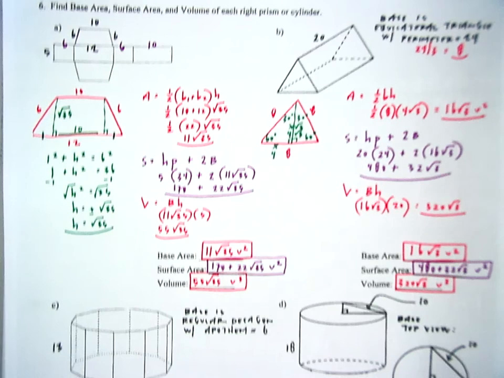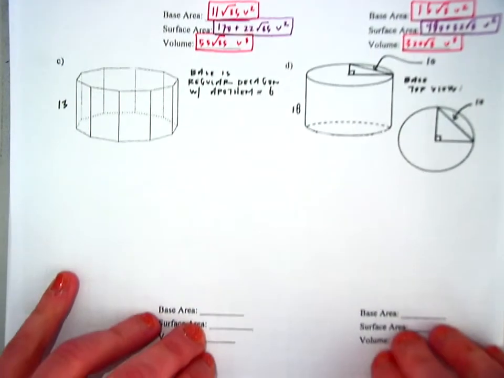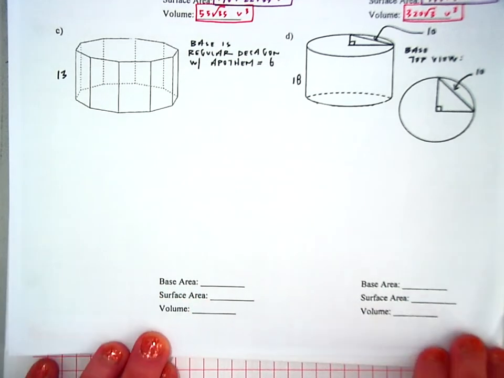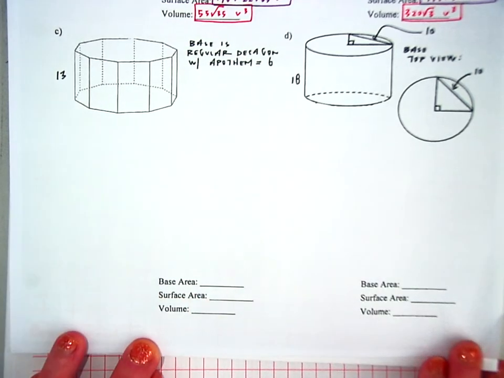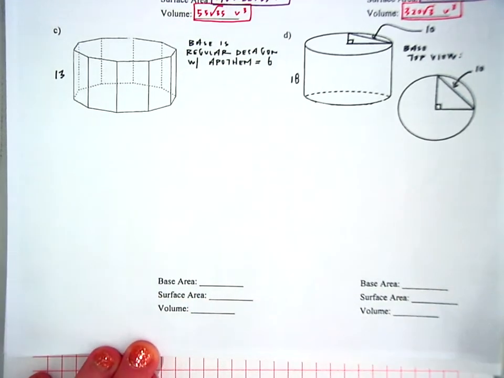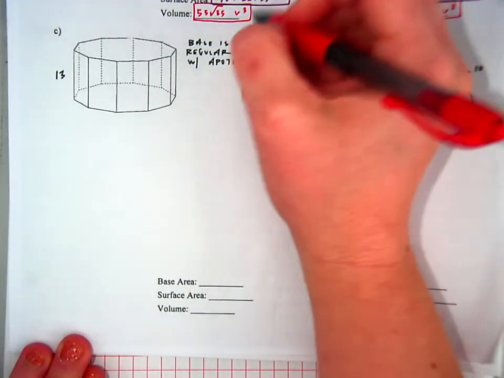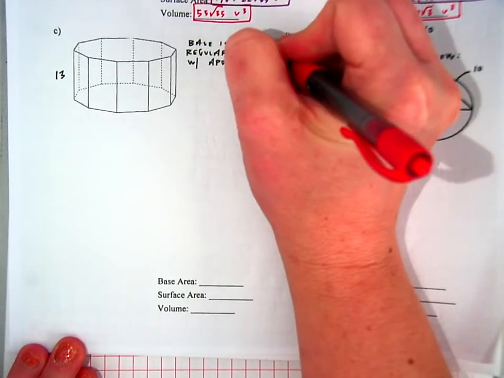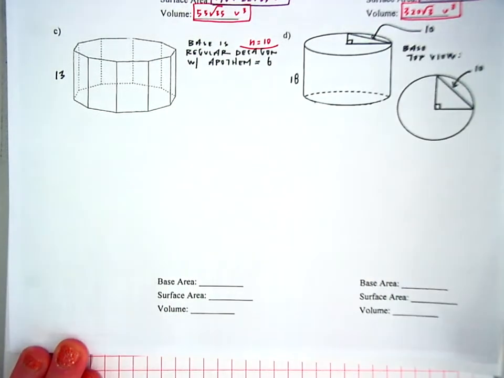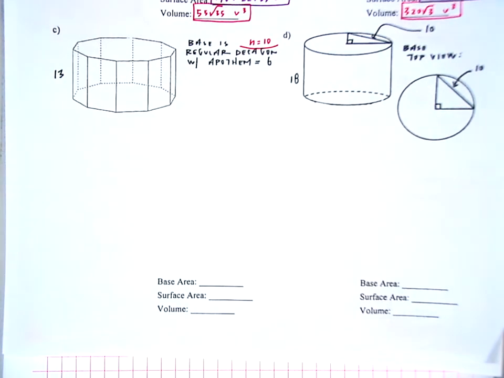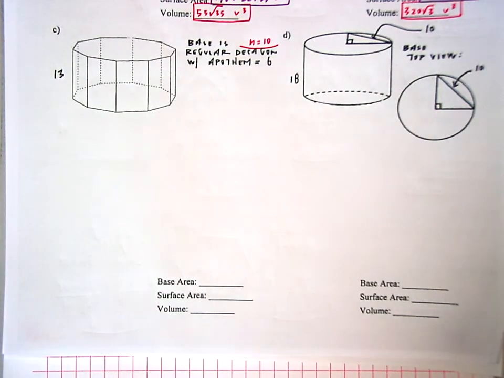Okay, two more examples. Let me slide this up. So here in the next problem, the base is a regular decagon. The apothem is 6. So that's telling me that my figure has 10 sides. So regular decagon, my figure has 10 sides. The n value is 10. So what that tells me is that I'm really going to have to use some basic trigonometry to be able to get to my perimeter.